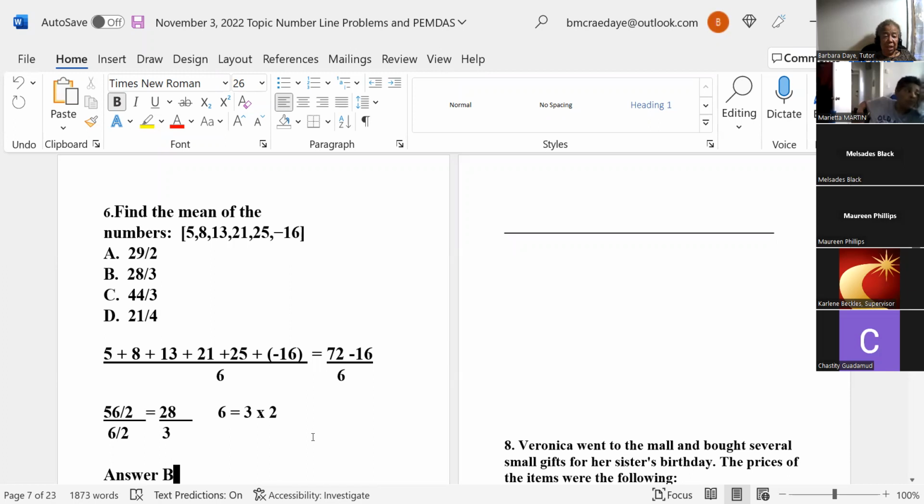Because the 3 would give you a decimal or a remainder, right? 3 times what number would give you 56? Not just a whole number, it would be a decimal. But 2 times 28 gives you 56. So if you divide 56 by 2, you get 28. Divide 6 by 2, and you get 3. And that matches B. Oh, so that's the way we should have done it. Oh, yes.